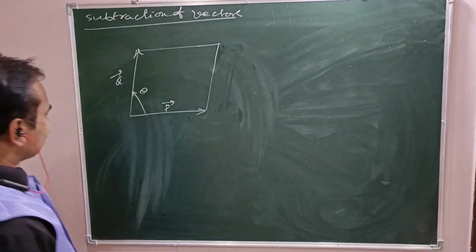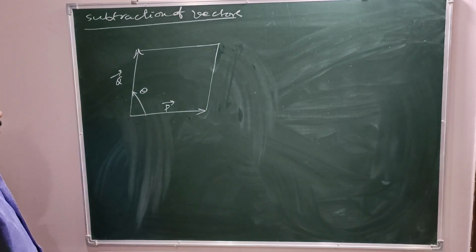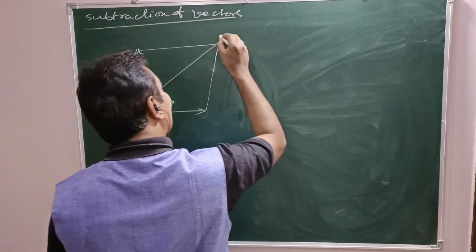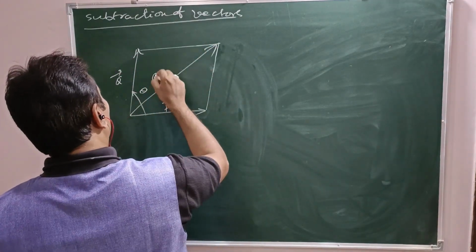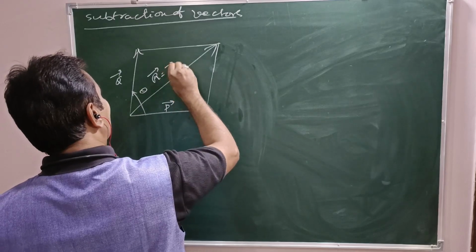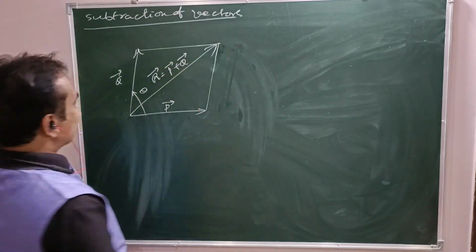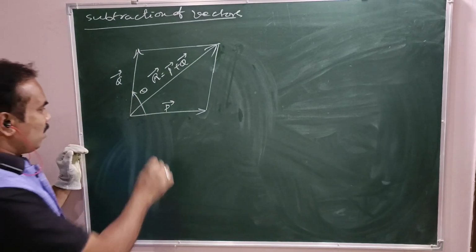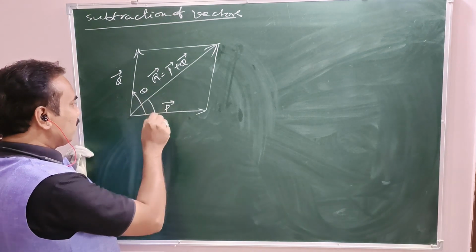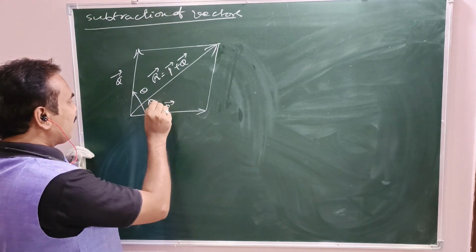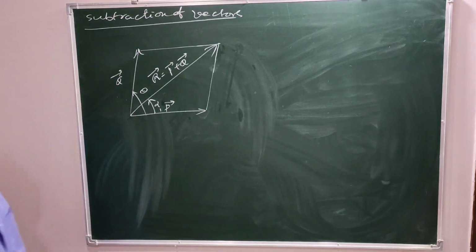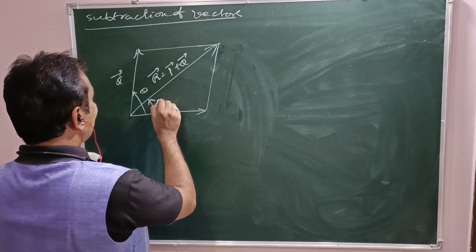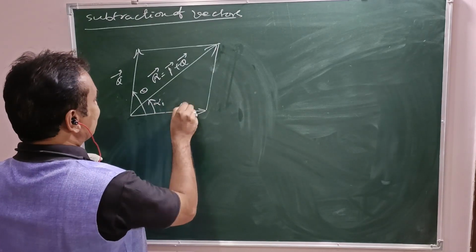Now what is P bar plus Q bar here? The diagonal drawn from the intersection of P bar and Q bar is the resultant. So R bar equals P bar plus Q bar. This is the sum of P bar and Q bar, otherwise the resultant of P bar and Q bar. Now the angle made by the resultant with P bar, let it be alpha 1. This is P bar.